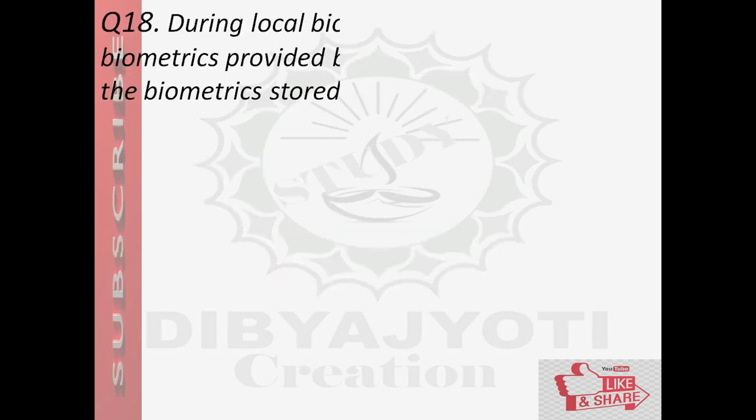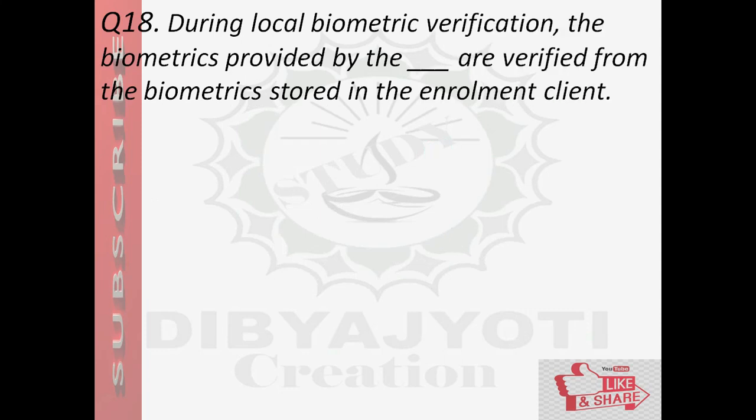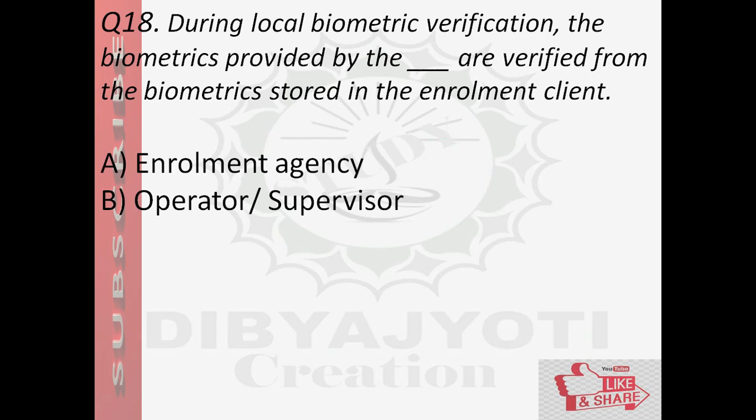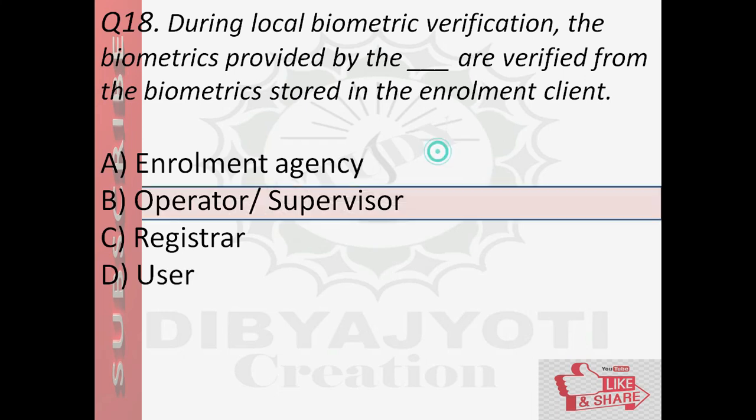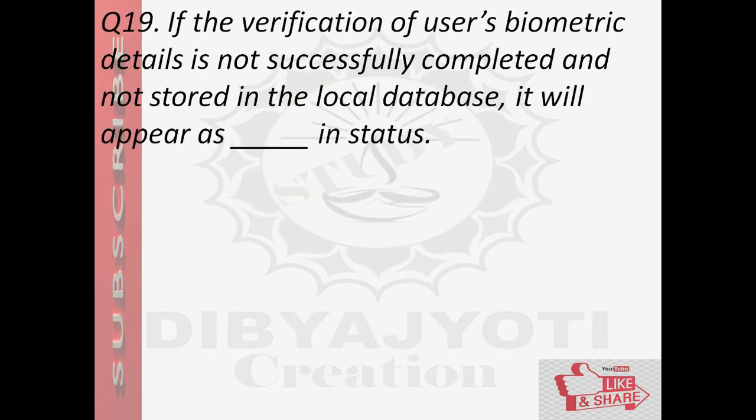Then question number 18, during local biometric verification, the biometrics provided by the DASH are verified from the biometrics stored in the enrollment client. Options are option A, enrollment agency. Option B, operator or supervisor. Option C, registrar. Option D, user. And answer is operator or supervisor.